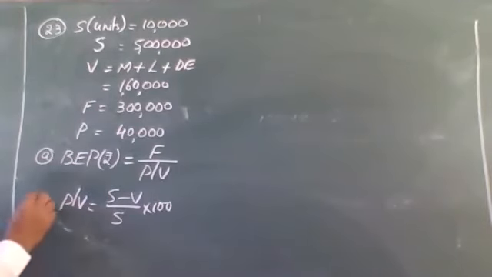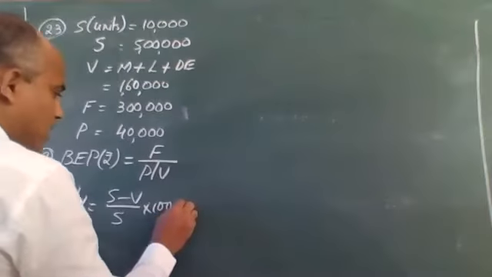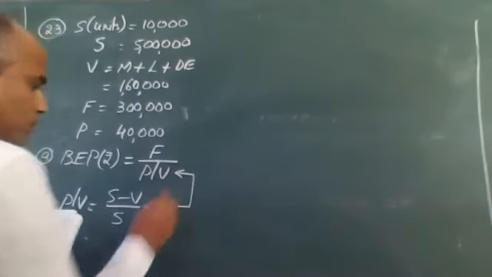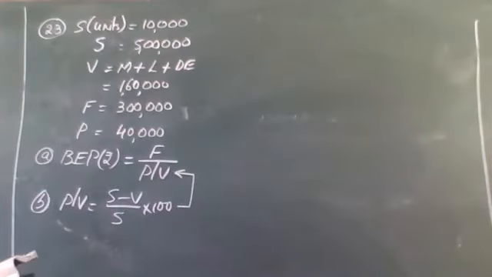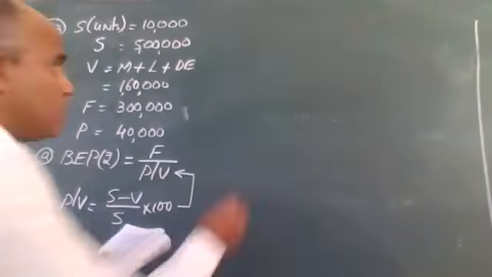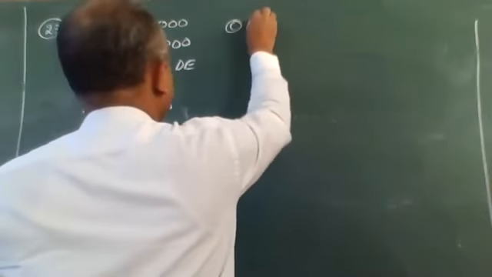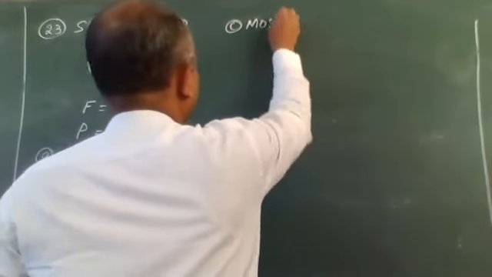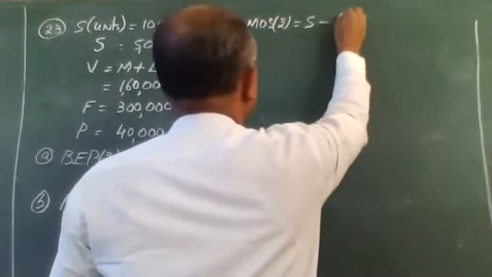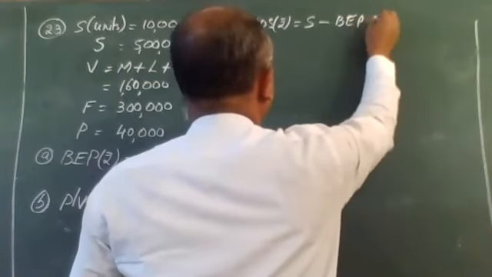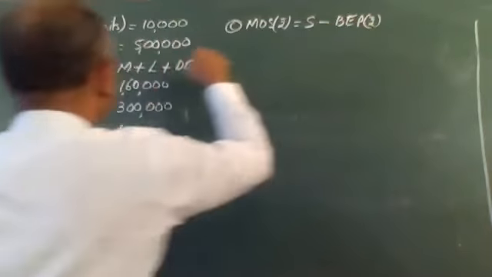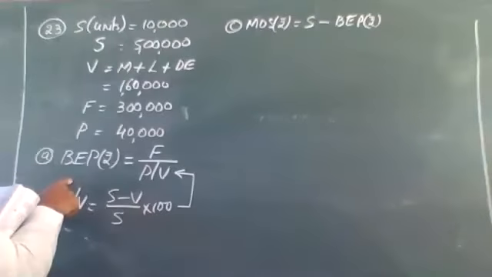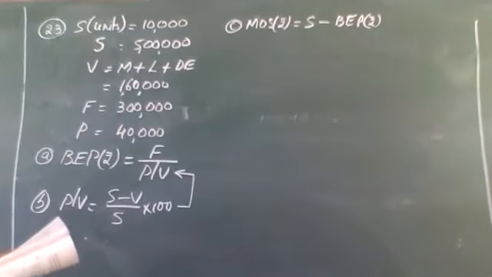So second bit is asking PV ratio. That's what we are doing here. So you will do this first and then you apply it. Okay. Then third one is saying margin of safety. Now margin of safety you can find out in rupees because you have the total sales and you have the break-even sales. You have the total sales 5 lakhs and you will get the break-even sales here. So apply that formula, you'll be able to solve that.